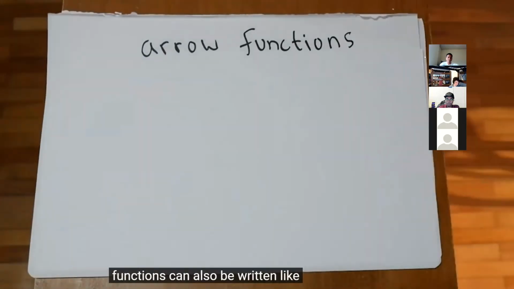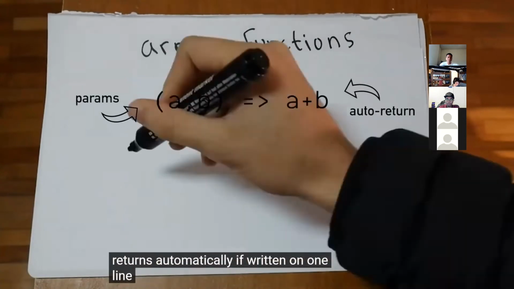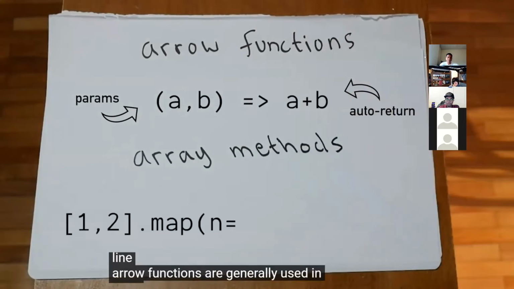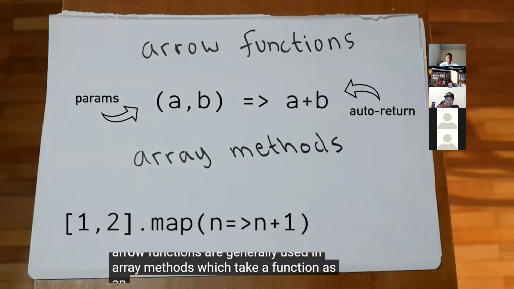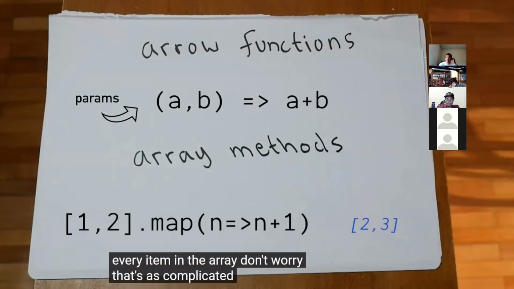Functions can also be written like this. Parameters are on the left, and it returns automatically if written on one line. Arrow functions are generally used in array methods, which take a function as an argument and run that function on every item in the array. Don't worry, that's as complicated as we'll get.